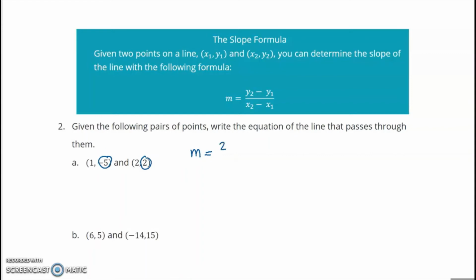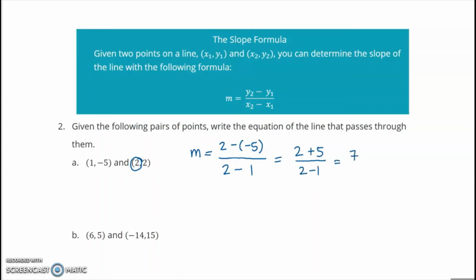So maybe I can just use 2. That's my y sub 2 minus negative 5. Or you could also have negative 5 as your y sub 2. So if you pick your y sub 2, automatically the x coordinate should be your x sub 2 as well. Since I already picked 2 as my y sub 2, then the x coordinate here should also be my x sub 2. So I'll have 2 minus 1. So simplify this, you have 2 plus 5 all over 2 minus 1.